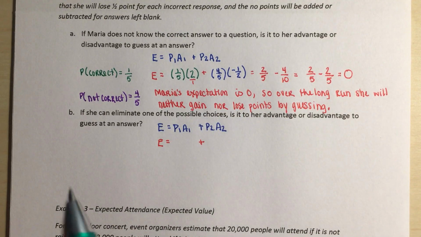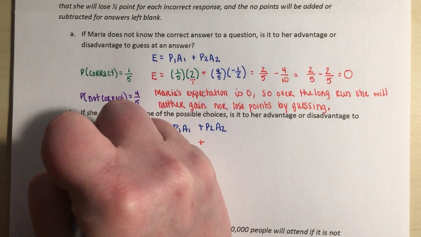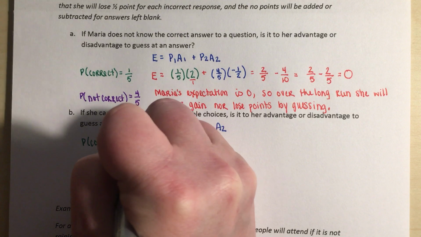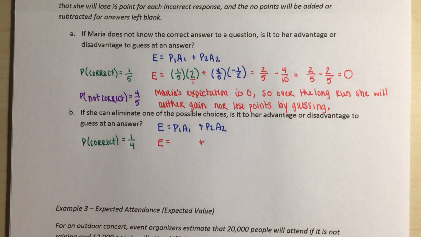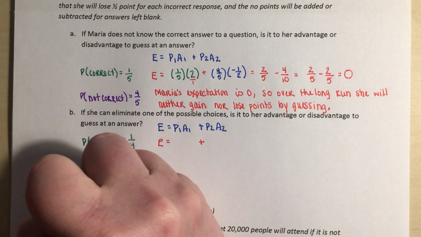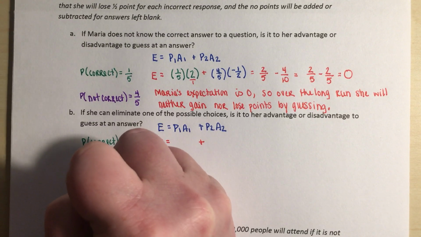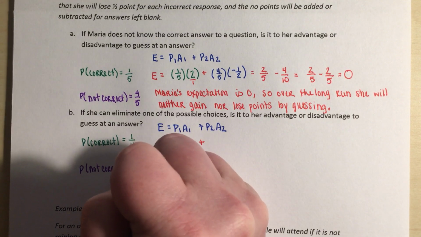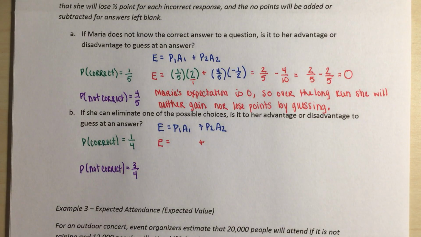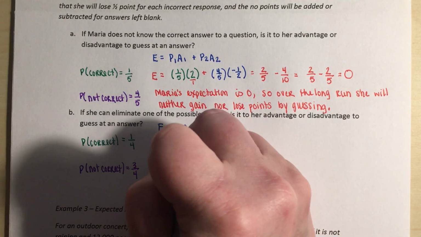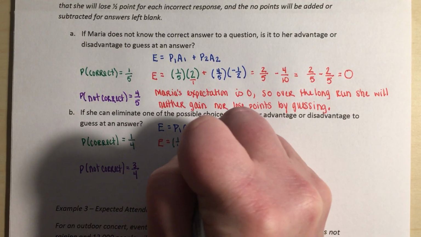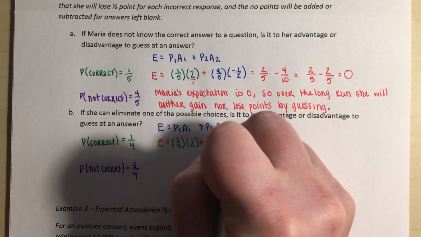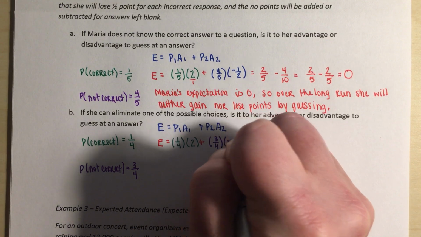So her probability of guessing correctly, well, if she can eliminate one of the incorrect choices, that means she only has 4 choices left. So probability of guessing correctly is going to be 1 out of 4. The probability of not guessing correctly would be 3 out of 4. Right? So we've just slightly changed our probabilities here. Right? So 1 out of 4 times 2, because she still gets 2 points for a correct answer. 3 out of 4 times -1/2.